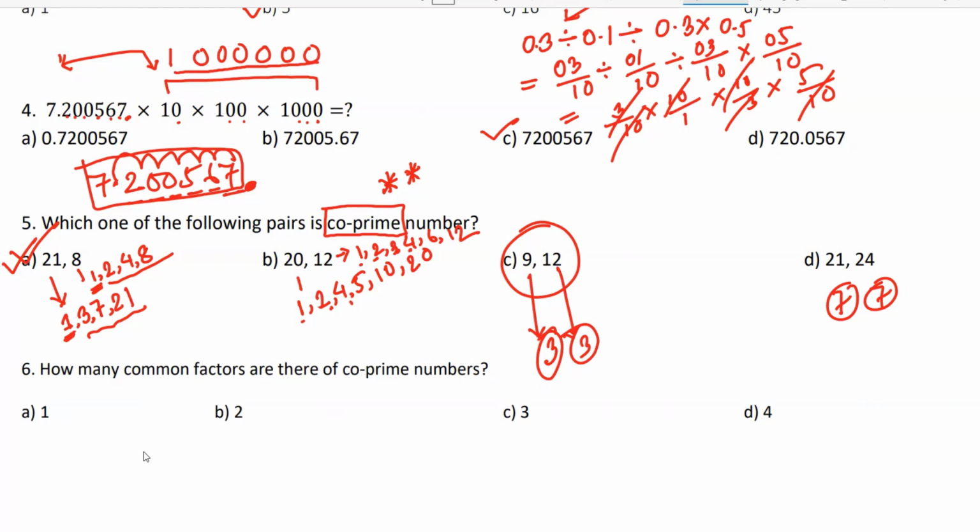How many common factors are there in co-prime numbers? Definitely for co-prime numbers, there is only one common factor. Now, according to question 5, we can write the answer. There is only one common factor in co-prime numbers.